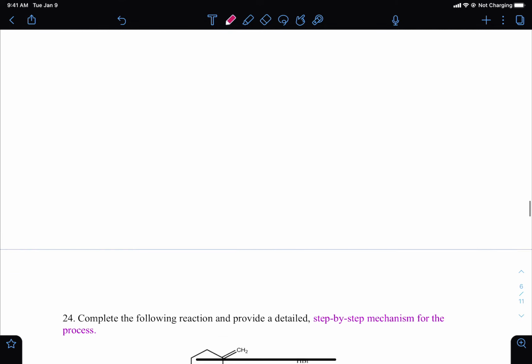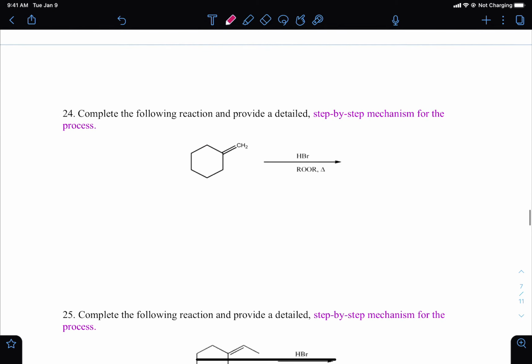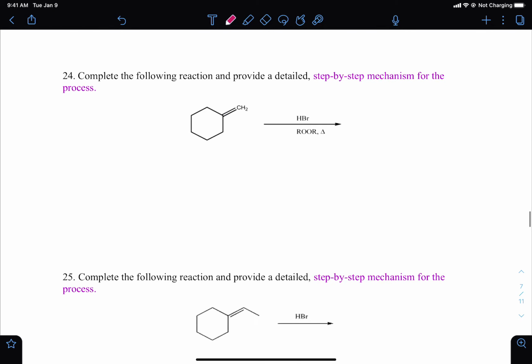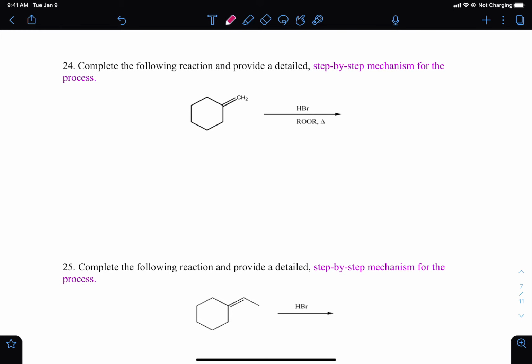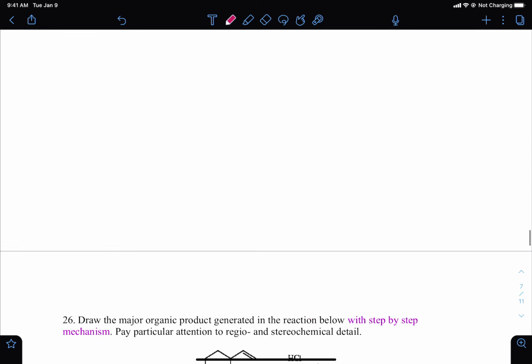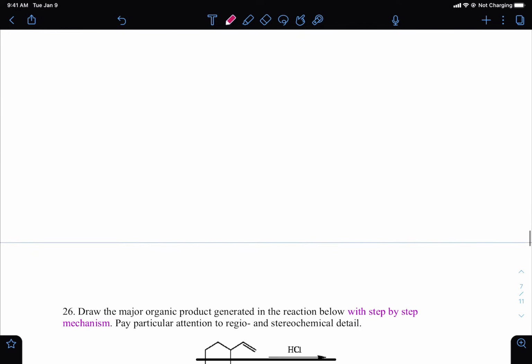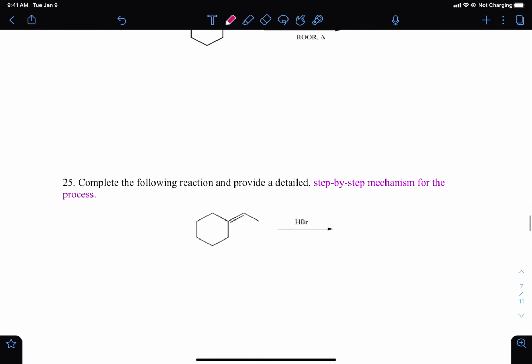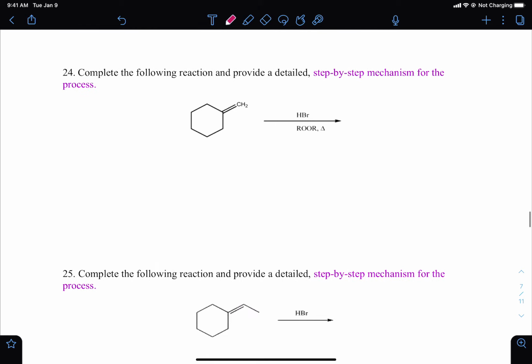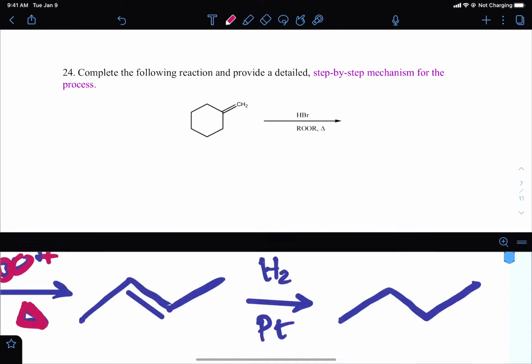All right, but the other ones that we didn't do were these two, looks like. I think, were there more after this? Oh, there were a few. Okay, so we've got a few more mechanisms here. Yes. Okay. So here we've got an interesting reaction.